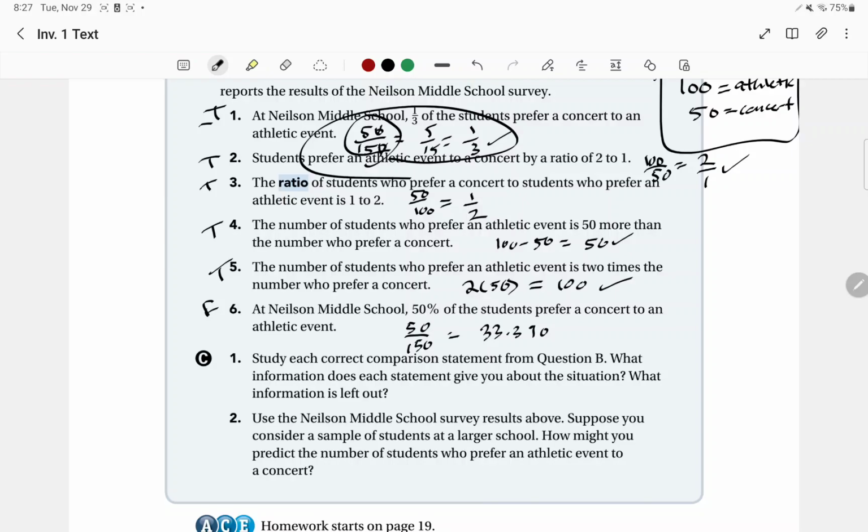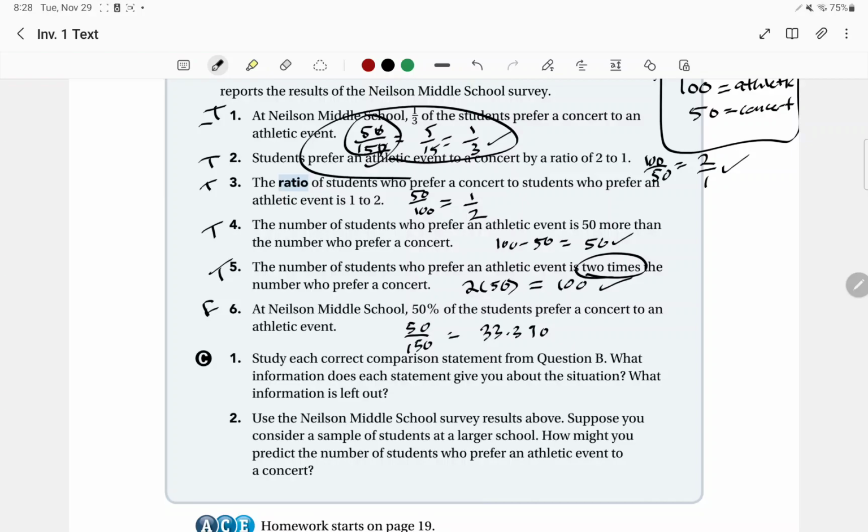Number 4 includes the actual data, the actual information. So that's different from 1 through 3. And then 5, that's the only other one that's right. It does a little bit of both, but it doesn't give you any numerical information other than the fact that it's 2 times. So it's unique in that way. It doesn't necessarily give you a ratio or percentage. It just tells you that it's 2 times, which is more like a scale factor than anything else.